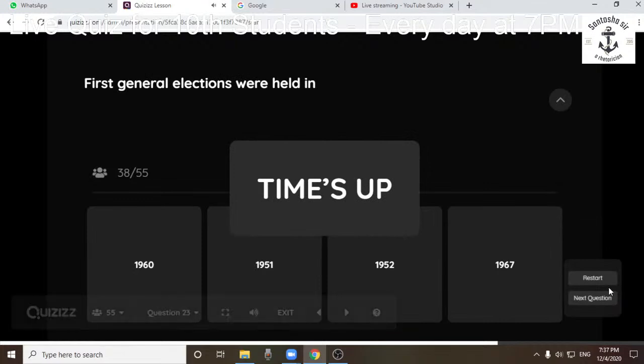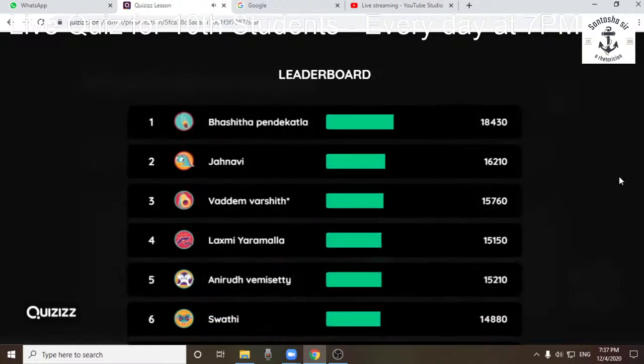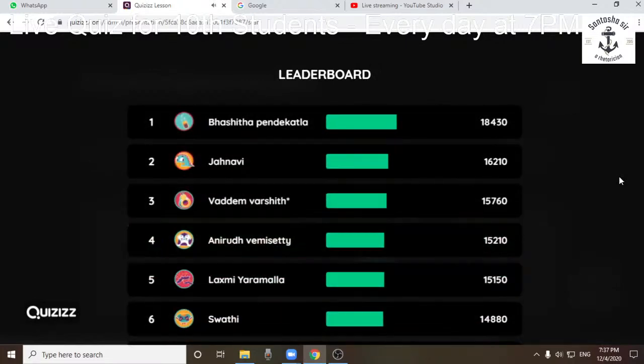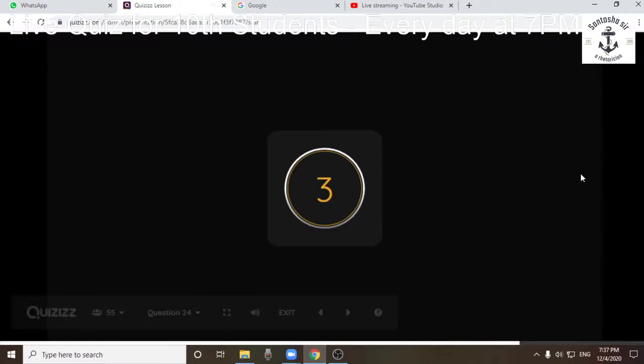Time's up. Let's check the scores. Seems to be Bashita leading, followed by Jahnavi, Varshit, Anirudh. 22 members made it right. Moving on to the next question. Question number 25. Oh, sorry, 24.